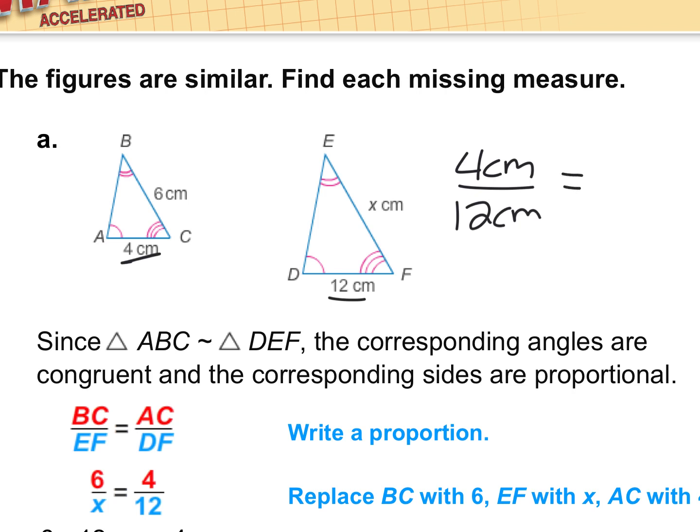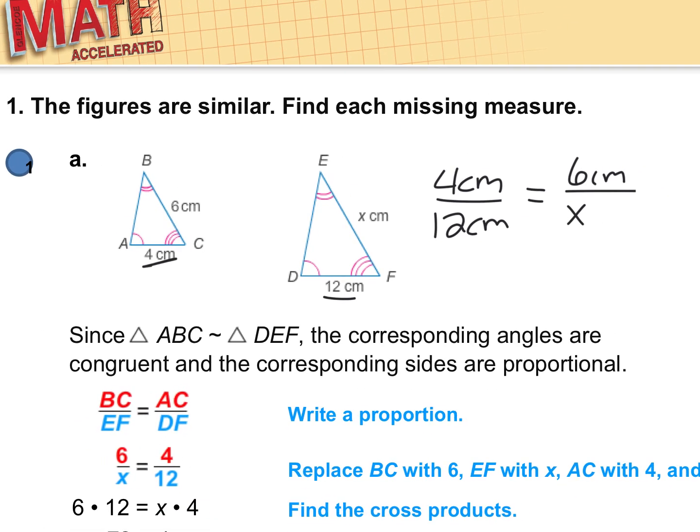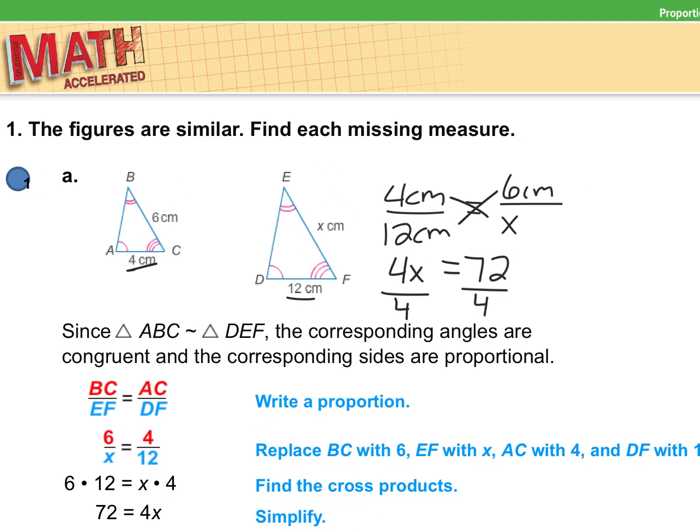Equals, now we started with shape 1, or the shape on the left. We want to keep that one on the top. So what number do we have left for shape 1? 6 centimeters, and which one does that match with on the other one? X. Now we know how to solve these. How do I solve this to find the value of X? Cross multiply. I have 4 times X, 4X. I have 12 times 6, 72. What's my last step with these? Divide. Divide by 4. We get X equals 18.